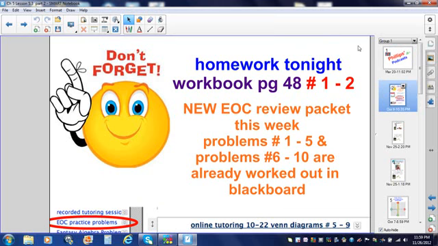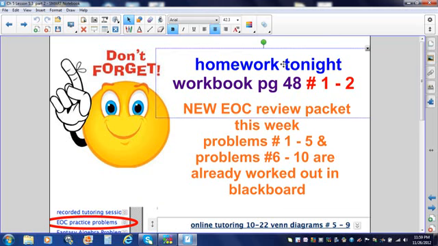Your MSAs homework tonight is workbook page 48, problems 1 and 2. Ooh, that's a lot of homework. Don't stay up too late doing it.